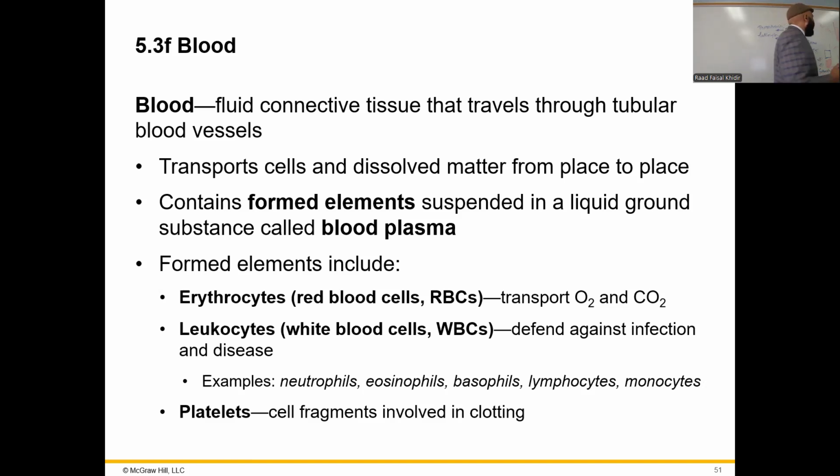What does the plasma have? The plasma has water, H2O, and it has proteins. It also has electrolytes, it has waste, it also has hormones. So these are the 3 fractions of the blood.